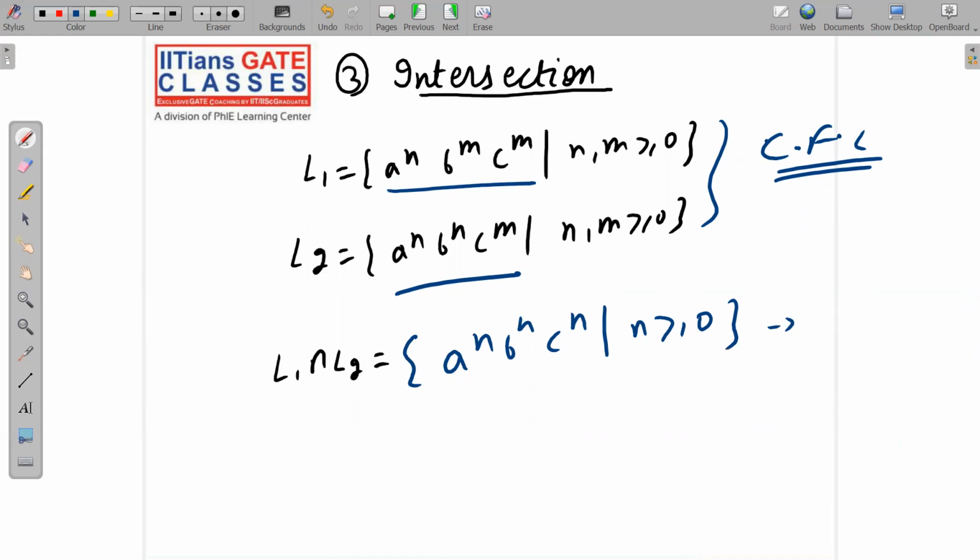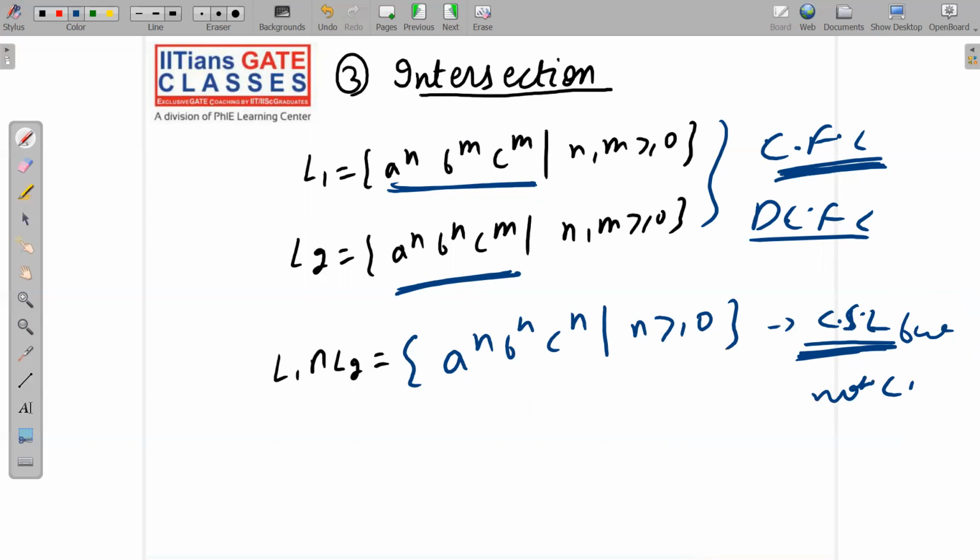So this is CSL. See here, this is a perfect example: these two are DCFLs, so these two are CFLs also. The intersection of these two DCFLs gives us a CSL, which is not CFL. Since it is not CFL, it is obviously not DCFL also. So this is a simple proof that in intersection DCFLs are not closed.